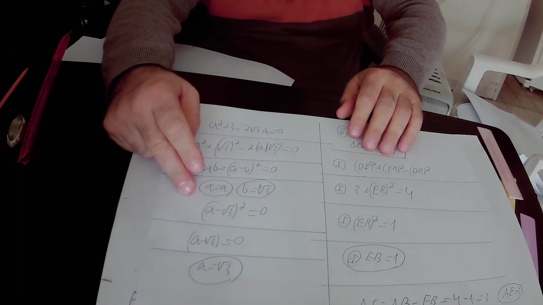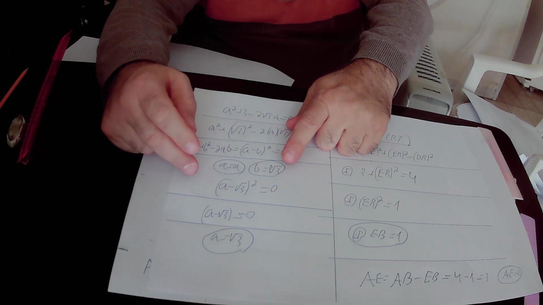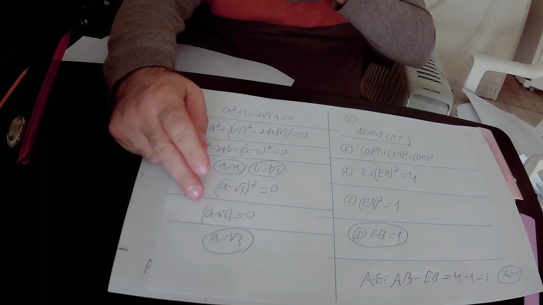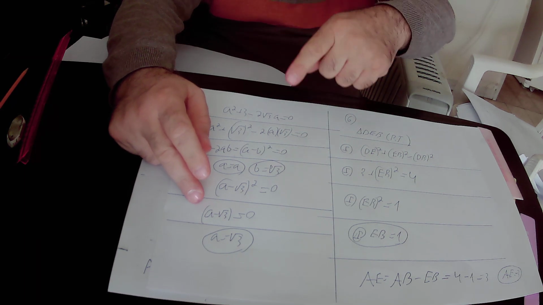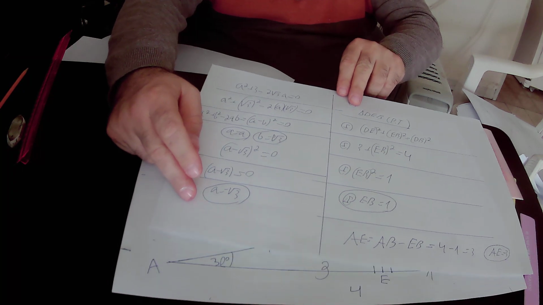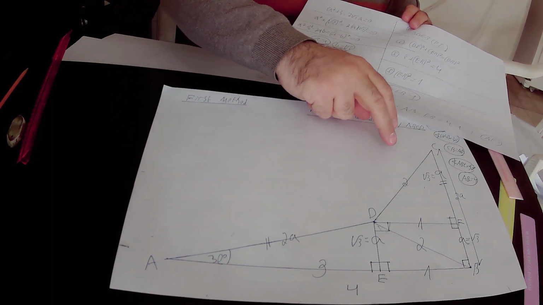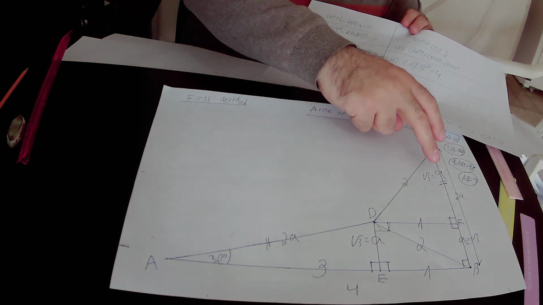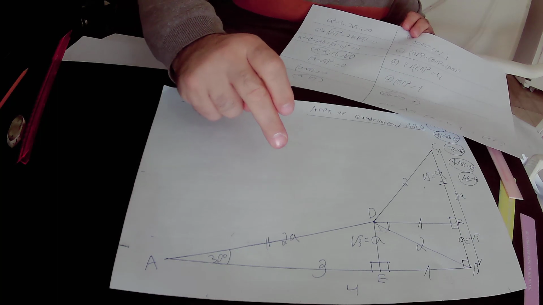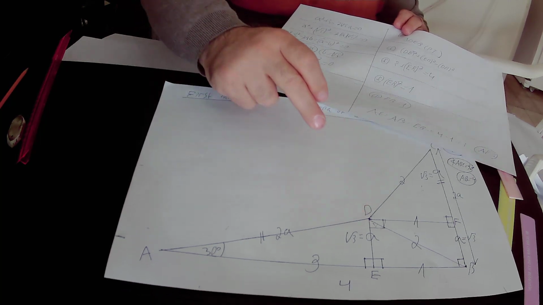We took a root out of this expression, and we got that A minus square root of 3 equals 0, because the square root of 0 is 0. We added square root of 3 to this expression, and we found out that A equals square root of 3 units. So here you can write down that A equals square root of 3 units. Also here A equals square root of 3 units. And also here A equals square root of 3 units.